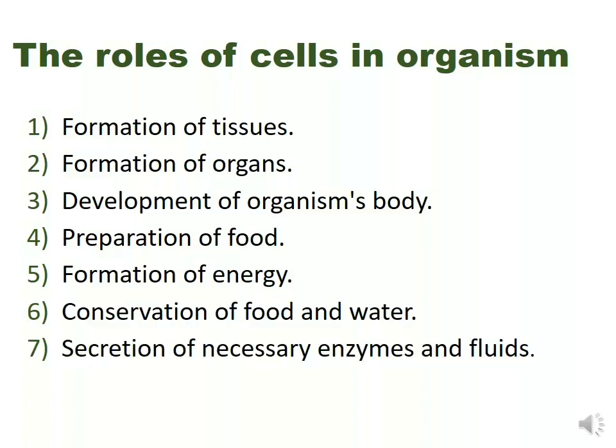Another function is secretion of necessary enzymes and fluids. There are some special cells in plants and animals. These cells can secrete enzymes and fluids such as gastric juice. Gastric juice is secreted in our stomach, and saliva in our mouth.